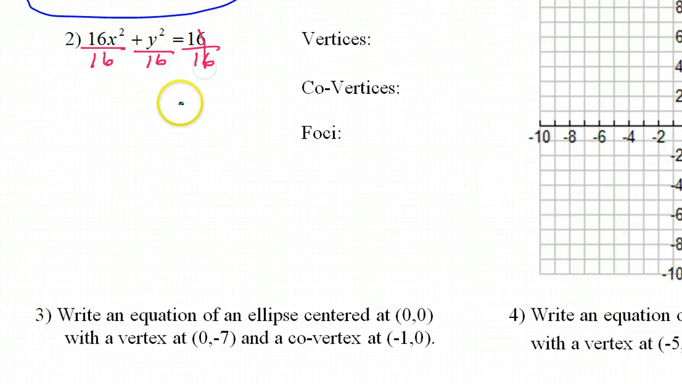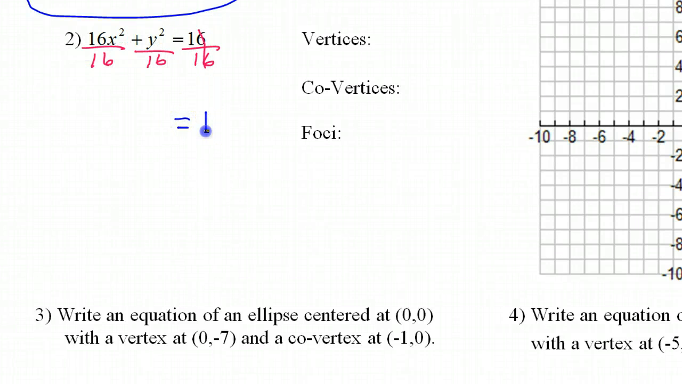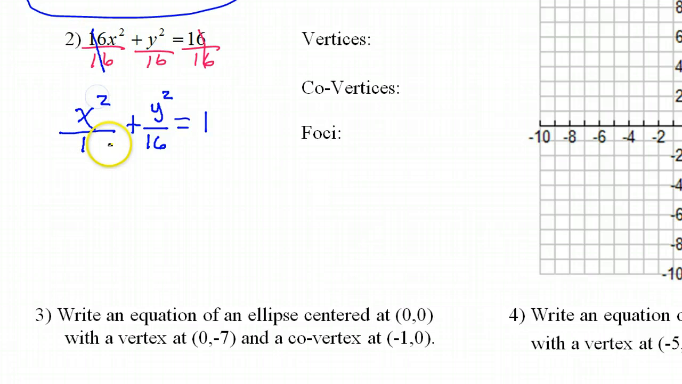Okay, so those are going to cancel, but I'm not going to get 0. I'm going to get 1. Now the y's are already looking normal. It's now just y squared over 16. Be careful on this one though, because 16 divided by 16 is 1. So I'm just going to go ahead and put the 1 there. So it's like x squared over 1.